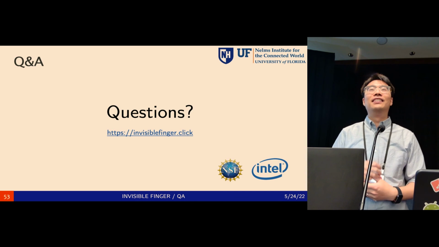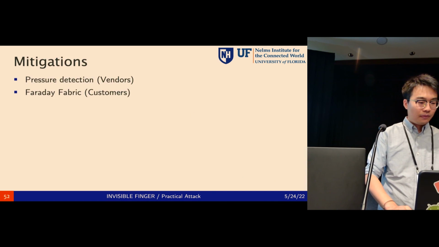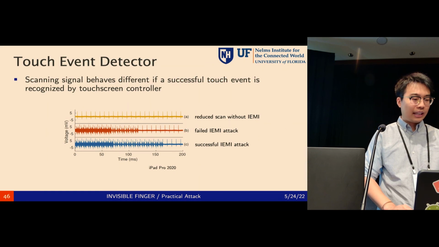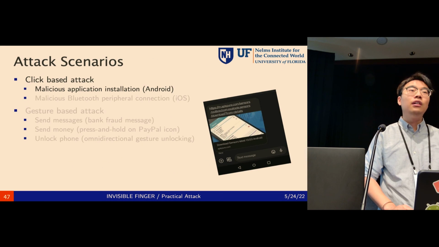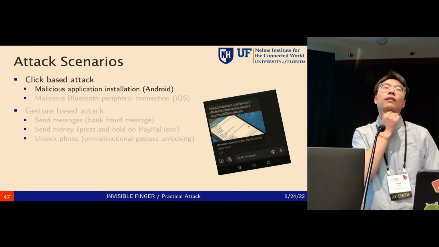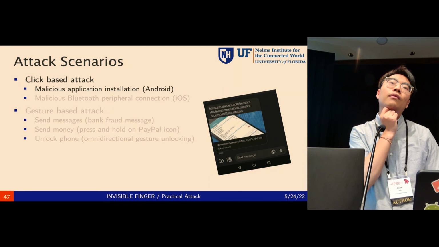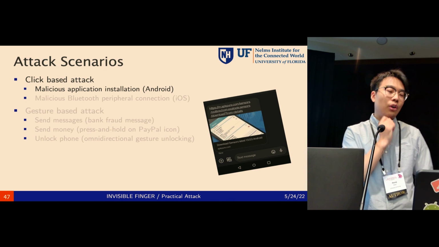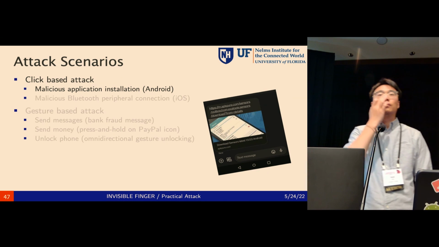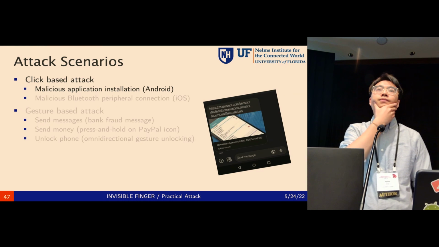If you go back to the slide about the attack scenario. Yeah. I was wondering, how are you detecting when you can send this malicious click to install an app? And the second question is, sometimes when you have to do.